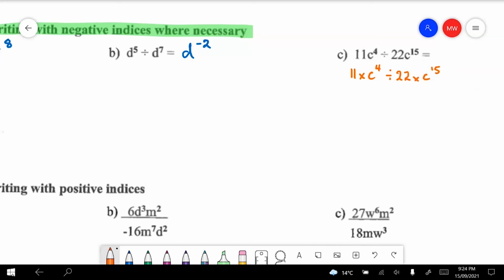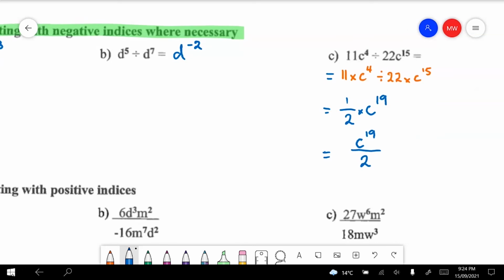So what that means is if we go through and we sort out the numbers first, so 11 divided by 22 is a half, that's fine. But then I've got c to the 4 multiplied by c to the 15, not divided. So we're adding those indices together. So this is times c to the 19. We add them together. This could be better written too. I'd write this as c to the 19 over 2.